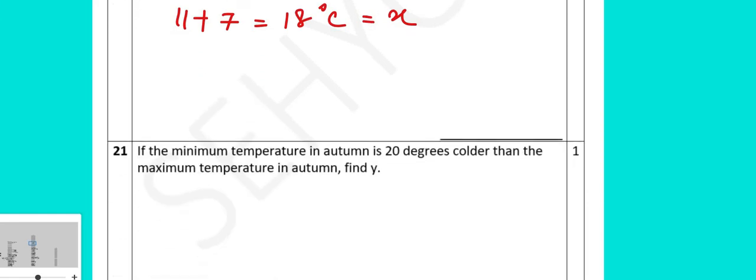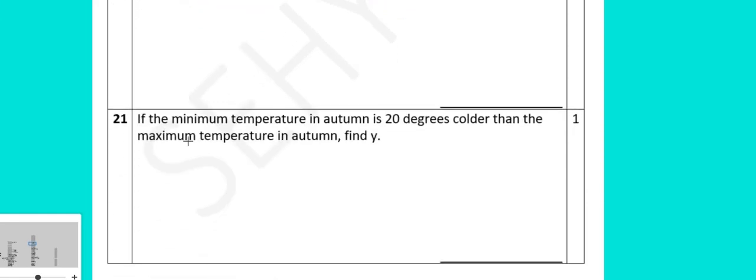Looking at our next sum, that is sum number 21. The minimum temperature in autumn is 20 degrees colder than the maximum temperature in autumn.